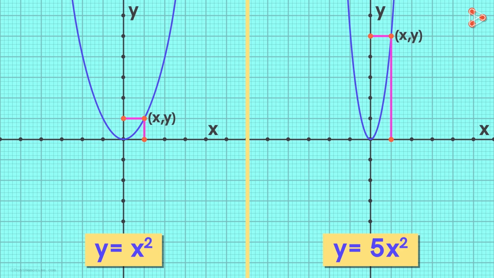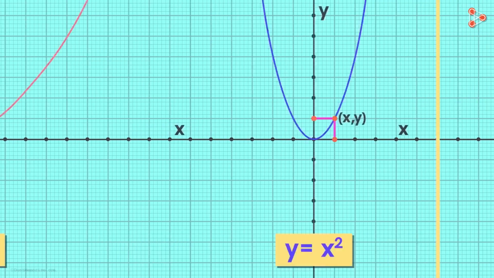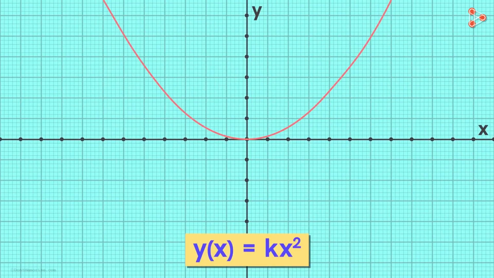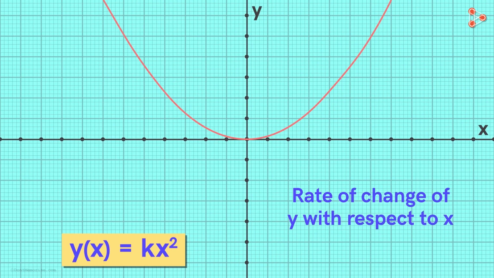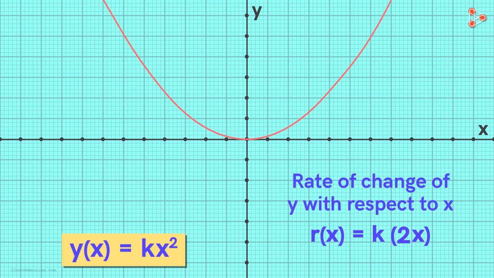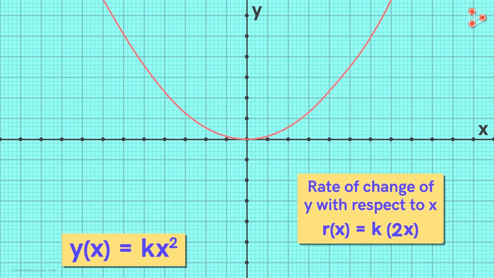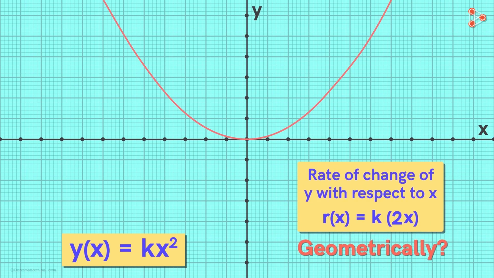Now let me ask you a question. In our previous video, we found out the rate of change in the dependent variable with respect to the independent variable for this function. We get this new function for the rate. So here, can you tell me what this rate means geometrically? Think about it and share your thoughts in the comment section below.